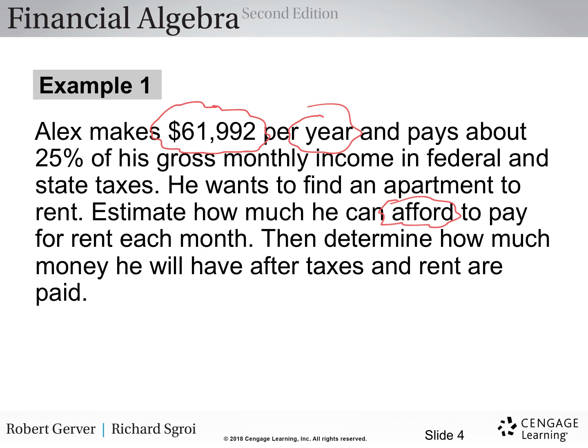So we're looking at an example here. This is his gross yearly income. This is his income prior to any deductions, and we're trying to see what he can afford. What's the maximum amount of rent that he can afford?